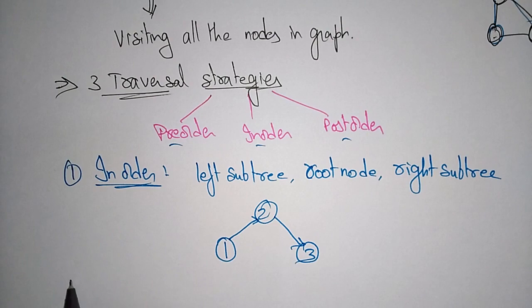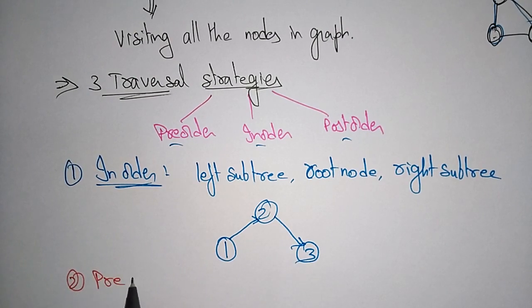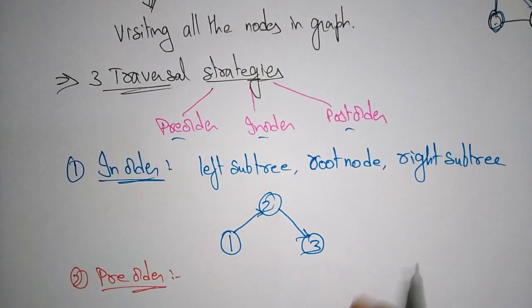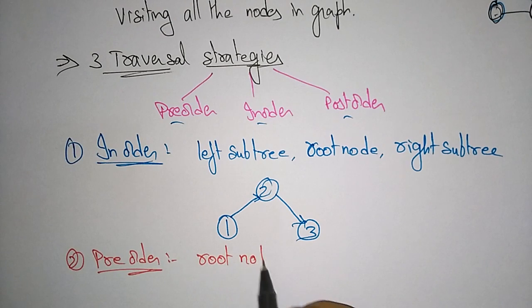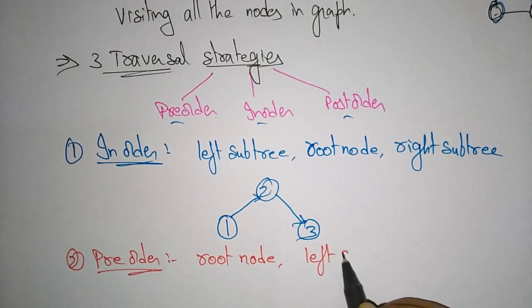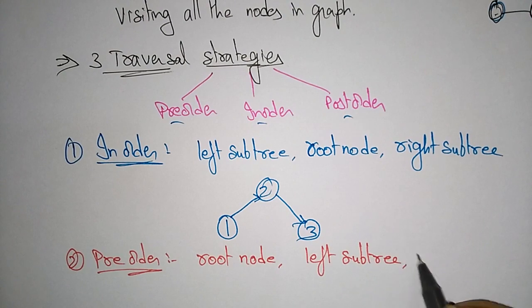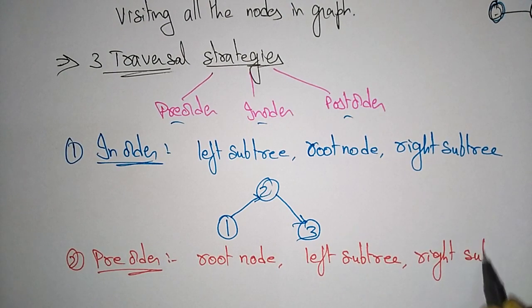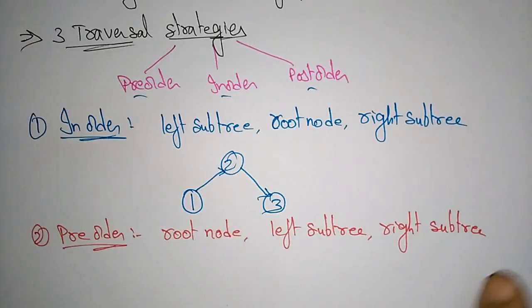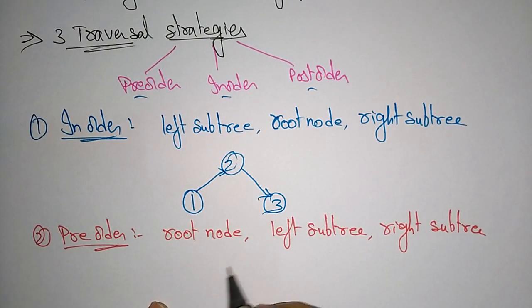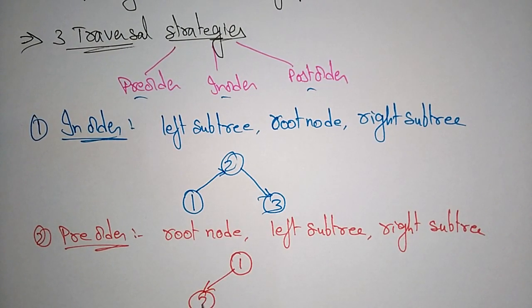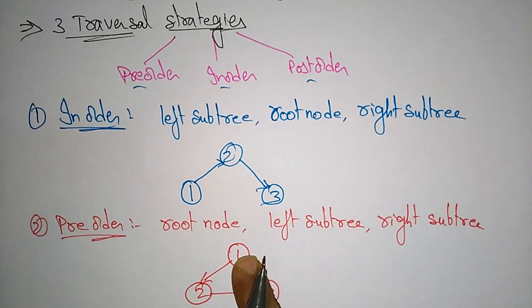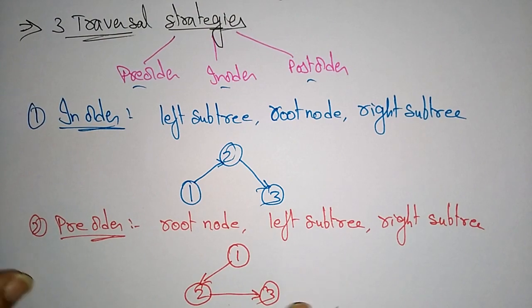Now coming to the next. Next is pre-order. Pre-order means before. So in pre-order, first you have to visit the root node, after that the left subtree, after that the right subtree. These are the techniques you have to follow. Here the one is the root node, after that the left subtree, after that it goes to the right subtree. First visit the root node, after that left and then right.